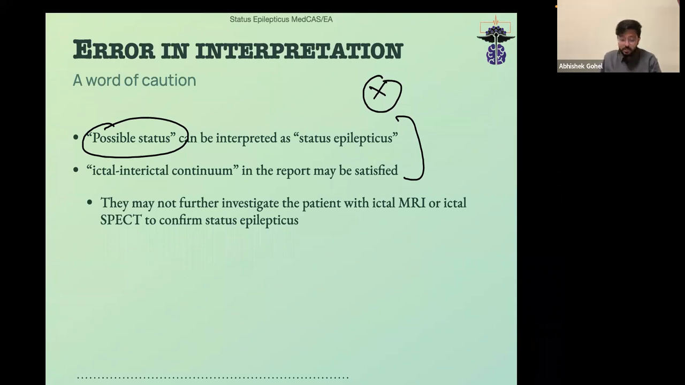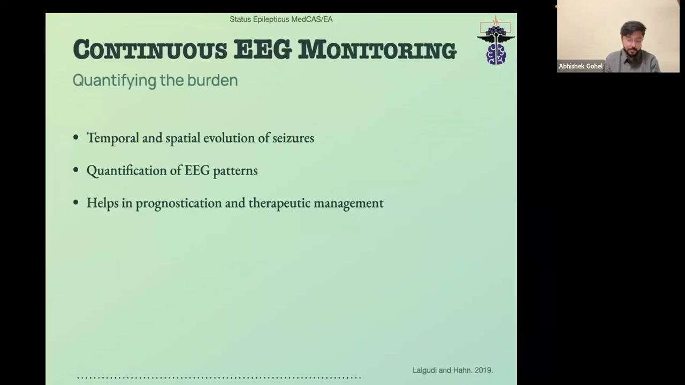If this is that, then how do we correlate it? By imaging. So at this point of time, you better go with an ictal MRI to confirm status epilepticus. What to look for in ictal MRI, we will come to that next. Once you have diagnosed status, what to do next? Ask for a continuous EEG monitoring to quantify the burden.